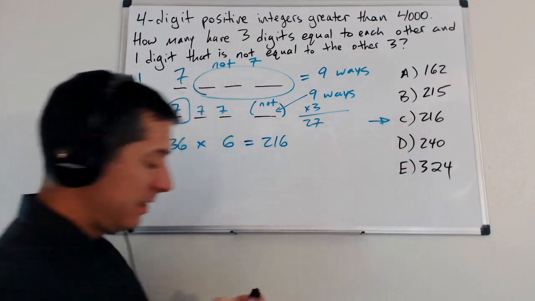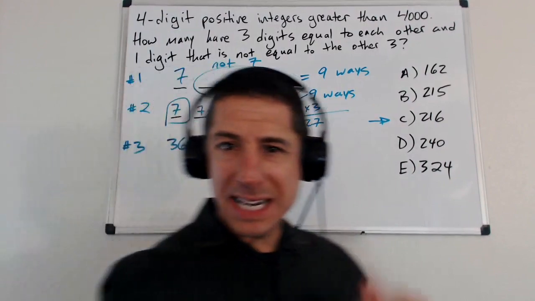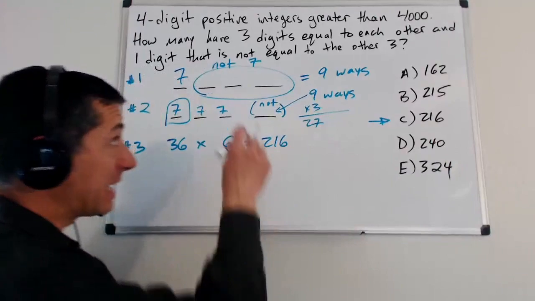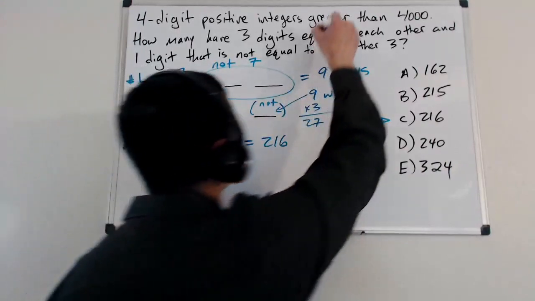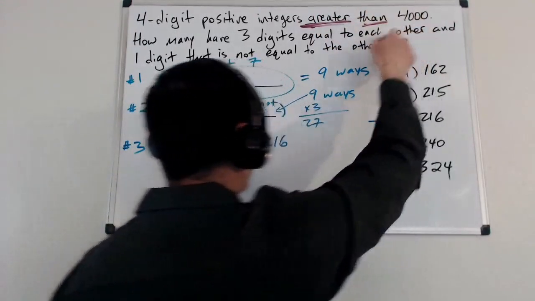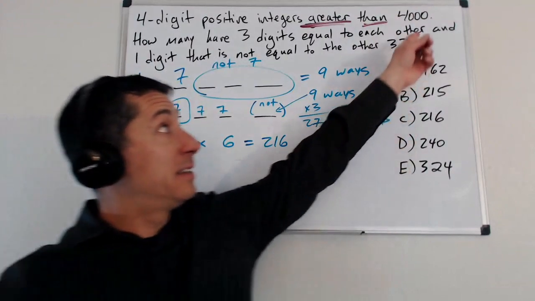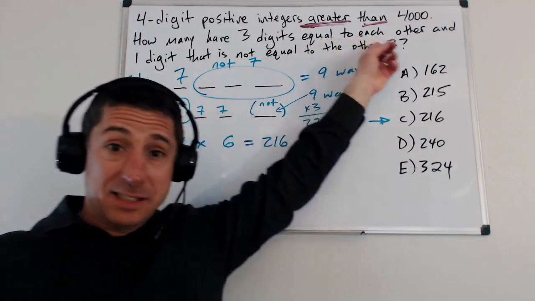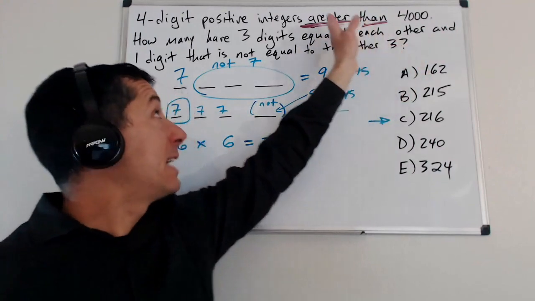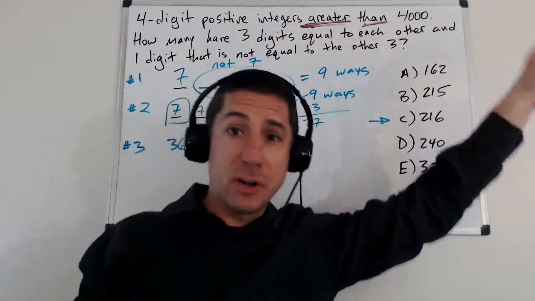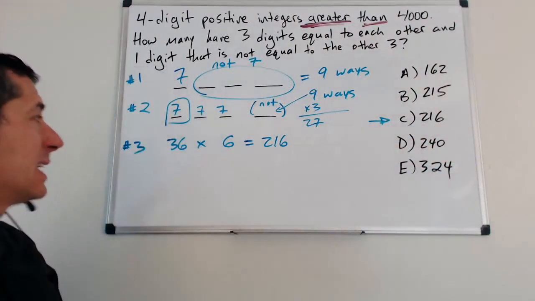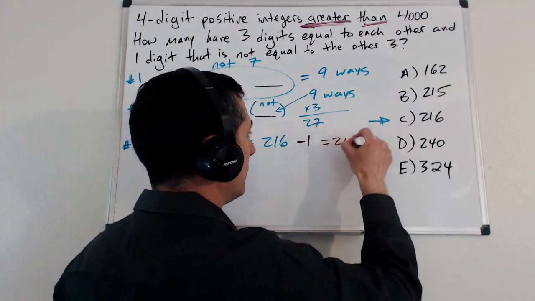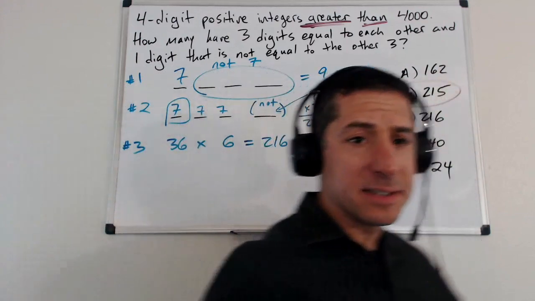Hold on here. Very typical. It's not that the GMAT's trying to get you. It's just the kind of ways that the language ends up manifesting itself. They can give you just a tiny, tiny bit of trouble if you're not paying attention. Greater than 4,000. So 4,000 is one of these 216 numbers, but it isn't one of the ones I'm counting here because I want 4-digit positive integers that are greater than 4,000. So 4,000 is not in there. I've got to subtract out that one. And that gives me 215. And my answer is B.